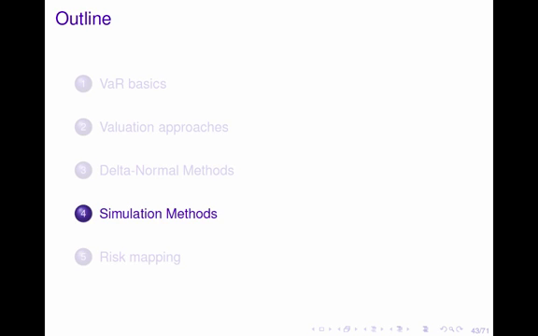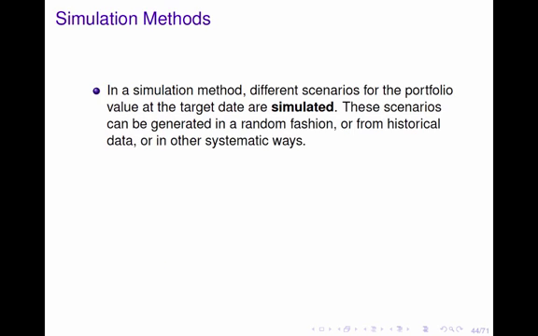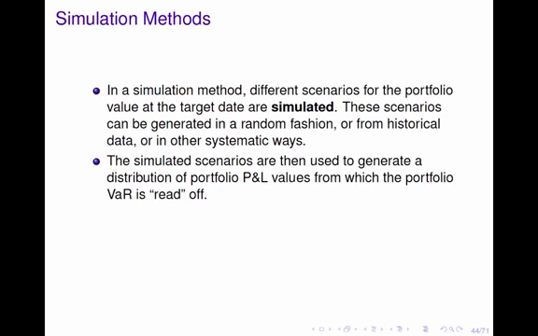Section 4. Simulation Methods. In a simulation method, different scenarios for the portfolio value at the target date are simulated. These scenarios can be generated in a random fashion, or from historical data, or in other systematic ways. The simulated scenarios are then used to generate a distribution of portfolio profit and loss values from which the portfolio VAR is read off.